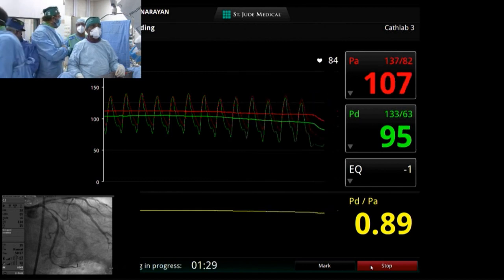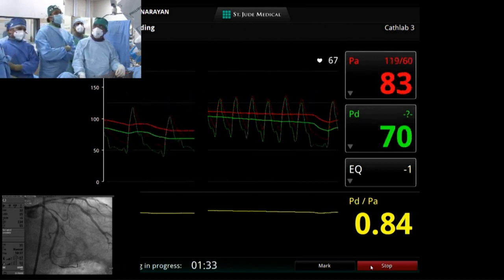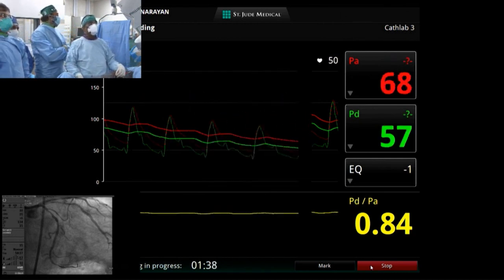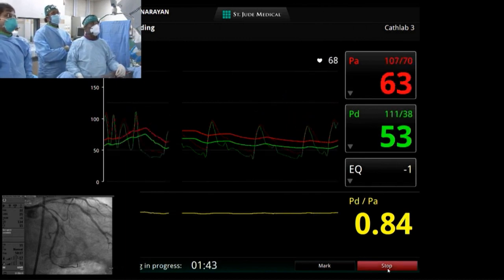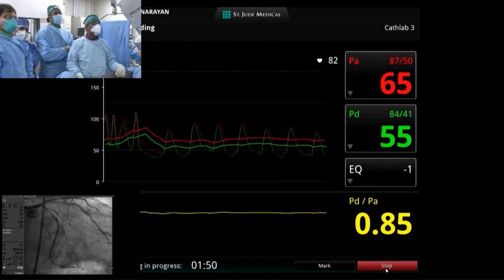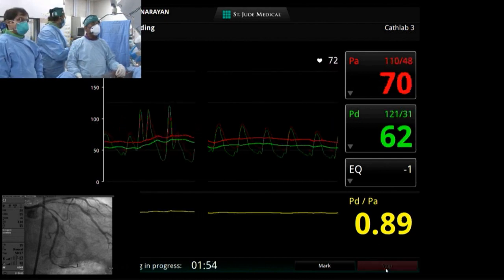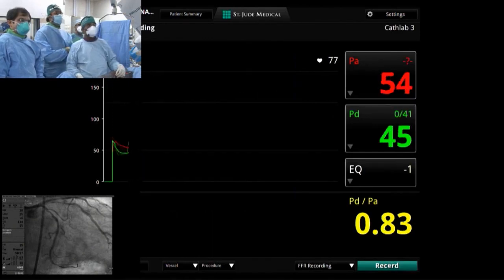So we have given about two-thirds of the adenosine. And bradycardia. Yeah, Brady, cut it. Stop adenosine. No, no. Let it continue. How much is gone? I think even this came to 0.83.